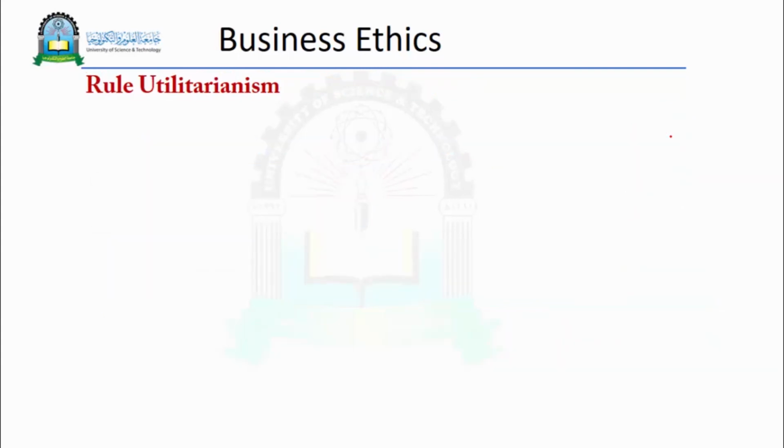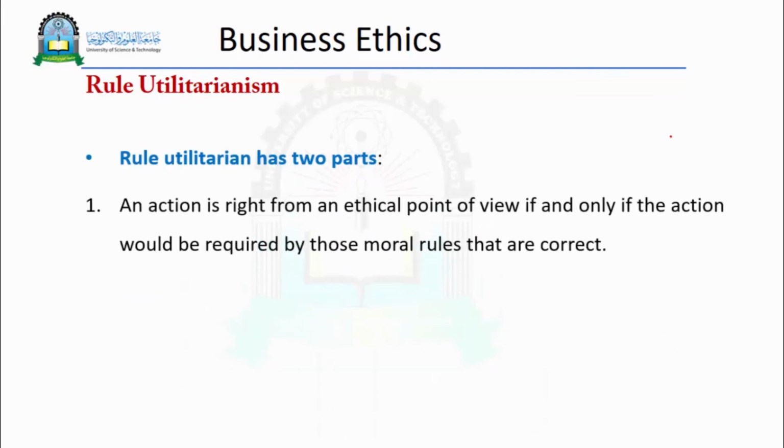Now, the last issue here is about rule utilitarianism. Rule utilitarianism has two parts. One, an action is right from an ethical point of view if and only if the action would be required by those moral rules that are correct. So if we have different alternatives and we choose among those alternatives, then what is chosen should also be based on moral rules that are correct.